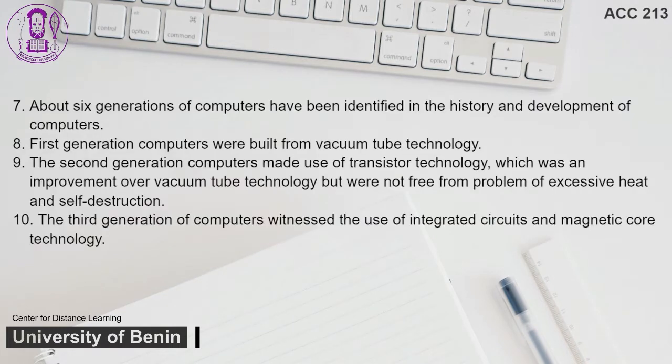7. About 6 generations of computers have been identified in the history and development of computers. 8. First generation computers were built from vacuum tube technology. 9. The second generation computers made use of transistor technology, which was an improvement over vacuum tube technology but was not free from problems of excessive heat and self-destruction. 10. The third generation of computers witnessed the use of integrated circuits and magnetic core technology.